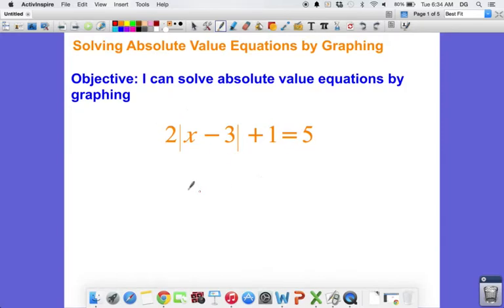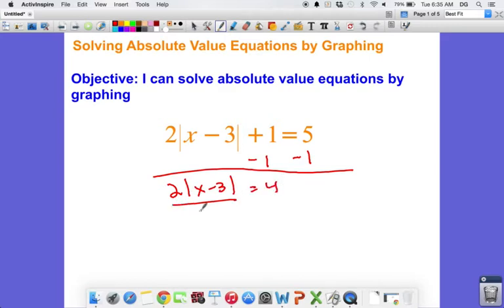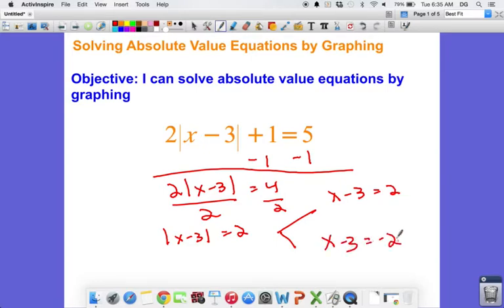Okay, so first, when we solved this absolute value equation, we solved it by separating it into two equations. So we would simplify it first by subtracting 1 on both sides, giving us 2 times the absolute value of x minus 3 equals 4. I would divide all of this by 2. I would have absolute value of x minus 3 is equal to 2. But then from here, I would separate this into two equations. I would have x minus 3 equals 2, and x minus 3 equals negative 2 because of the absolute value symbols. That's how I get rid of it.